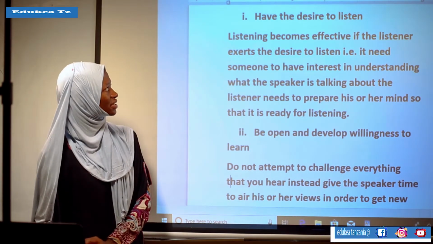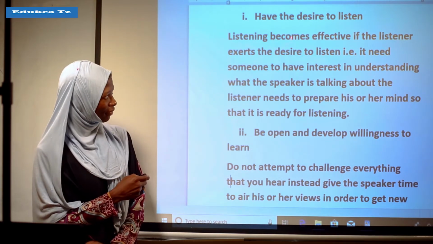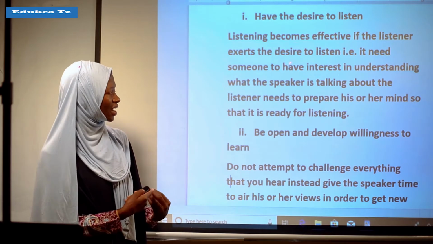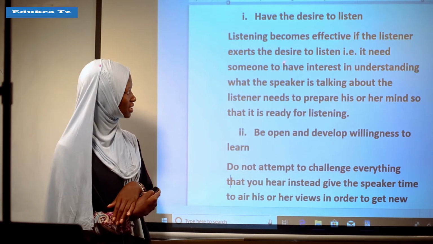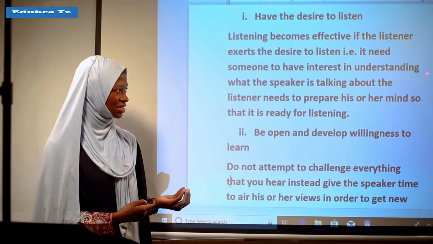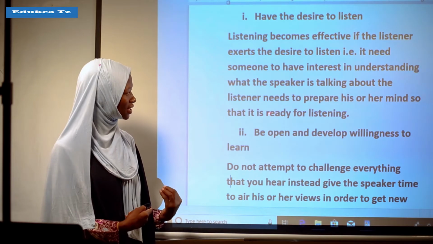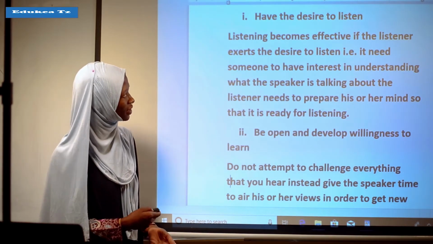The first one is to have the desire to listen. Listening becomes effective if the listener exerts the desire to listen. That is, it needs someone to have interest in understanding what the speaker is talking about. The listener needs to prepare his or her mind that he is ready for listening.